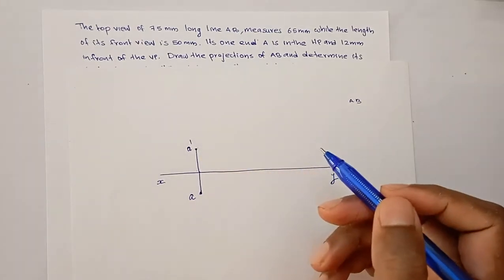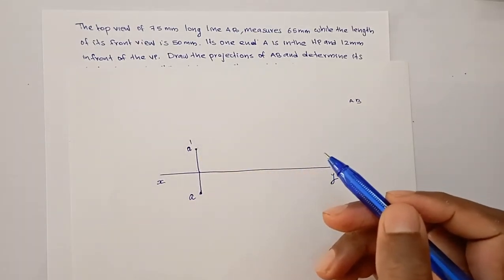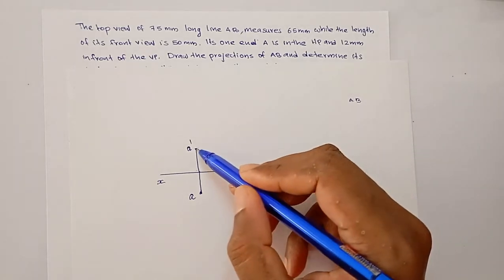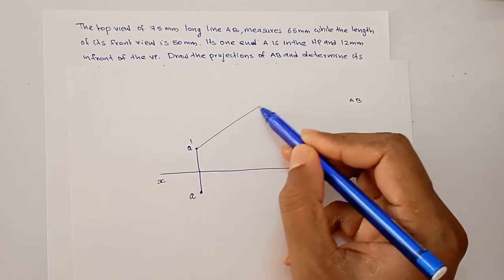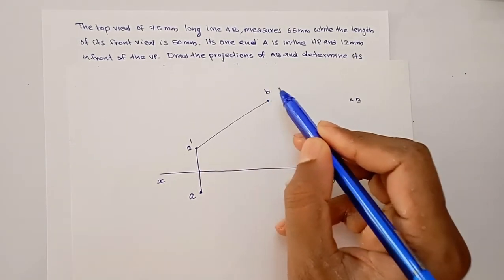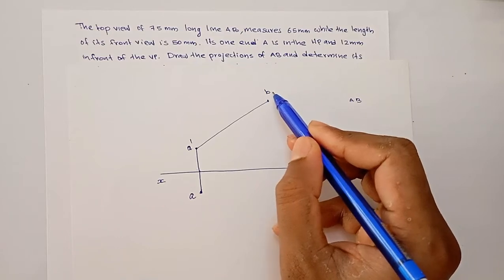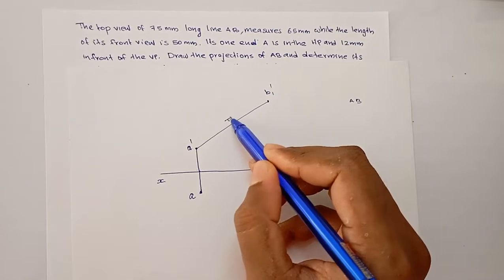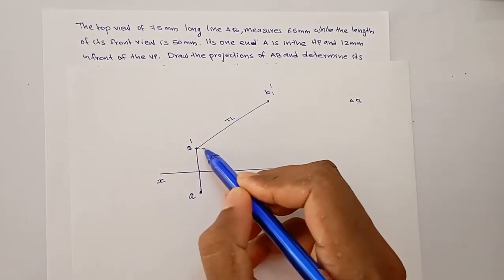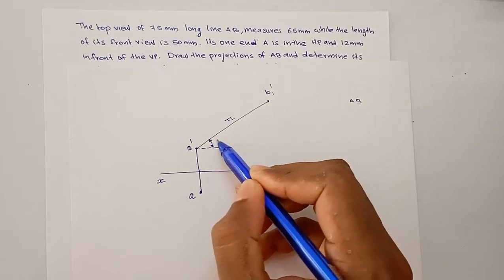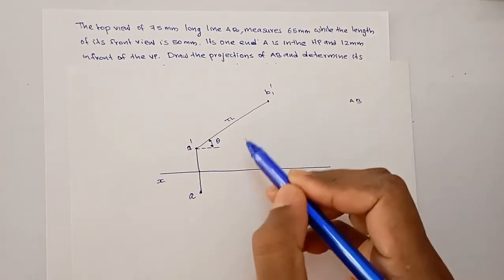The first step is we have to make the line parallel to VP and draw the front and top view. Suppose we know the true length. This is our line, the front view of the line when parallel to VP. Suppose this is B1 dash, or B1 prime. So this is our true length. Suppose we know this length and we know this angle. This angle is called theta, the inclination with HP.